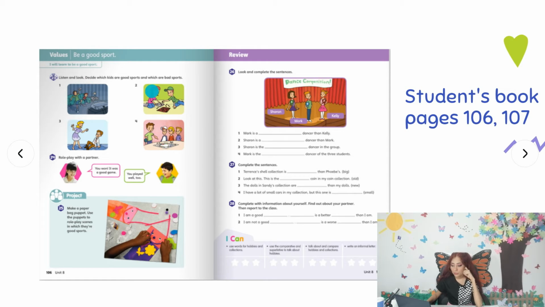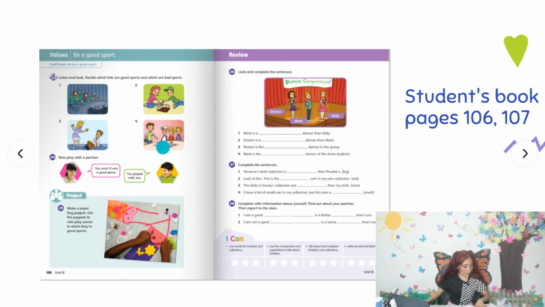Look at the pictures 1, 2, 3, and 4. Look at what they are doing. If they are good at sports, or if they are bad, si son buenos para la actividad o los niños son malos para realizarlas. So I'm going to play the audio. Pay attention to it. And yeah, that's it.